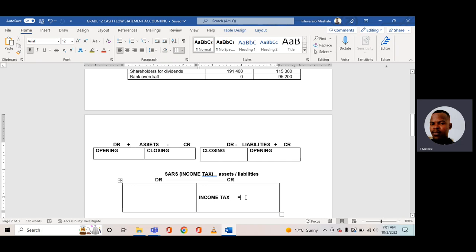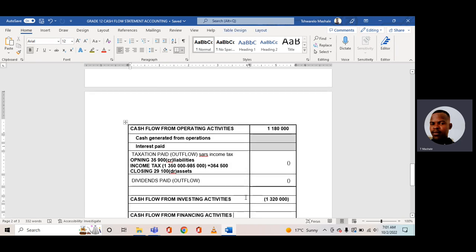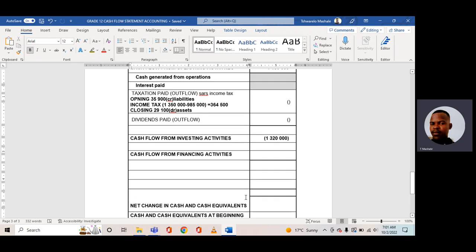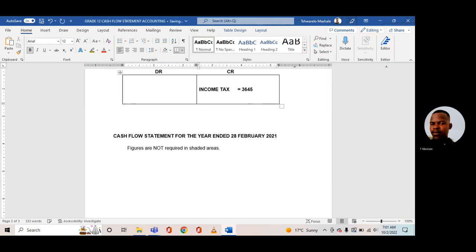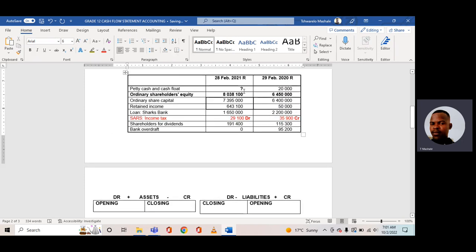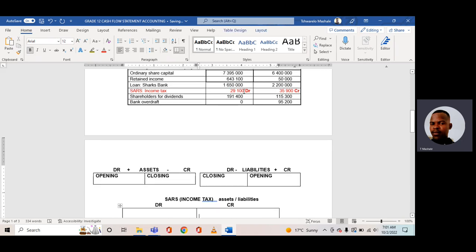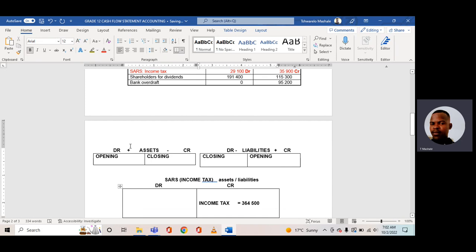What you can always be sure of is the income tax. Income tax, you'll always record it on the credit side. So how much is that amount of the income tax? Let's quickly check, 364,500. This is the amount which you'll always be sure of where to write it. It is fixed on this side. So the other parts, the opening and the closing, you do not know where to record them. Therefore, you must apply the assets and liability T accounts.